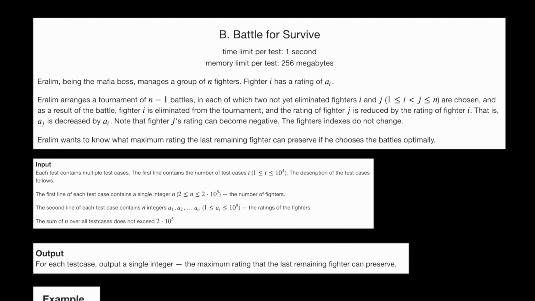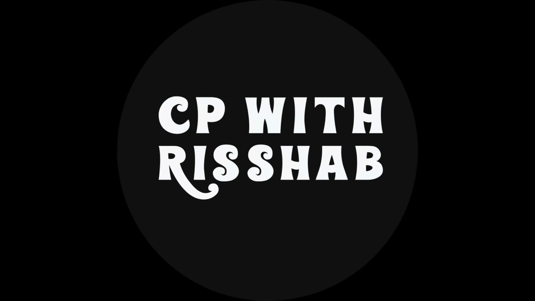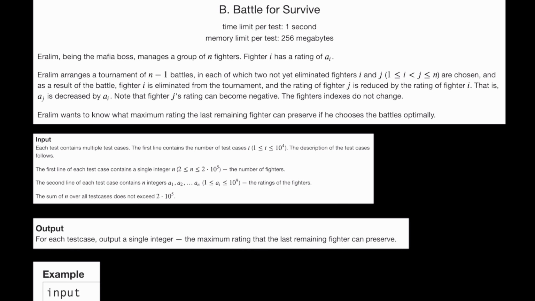So today we are going to discuss the second problem in the Codeforces Round 973 Div 2. The problem name is Battle for Survive. So let's get started. Let's start by reading the problem statement first.